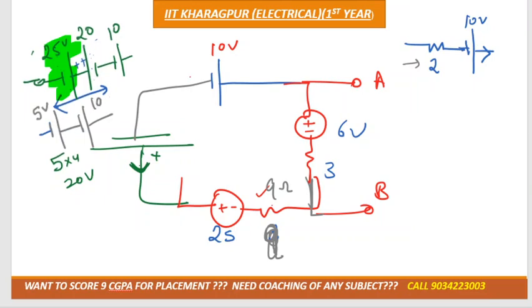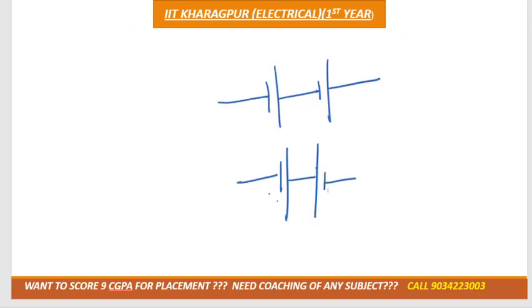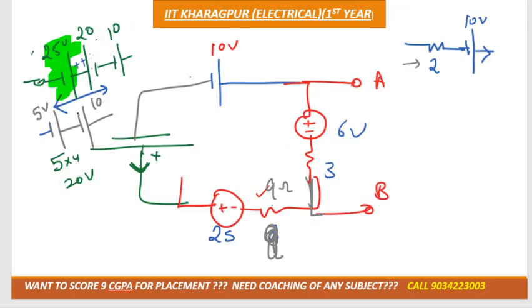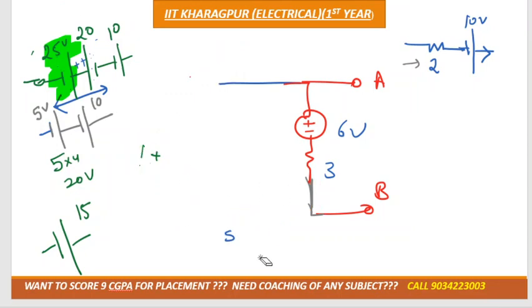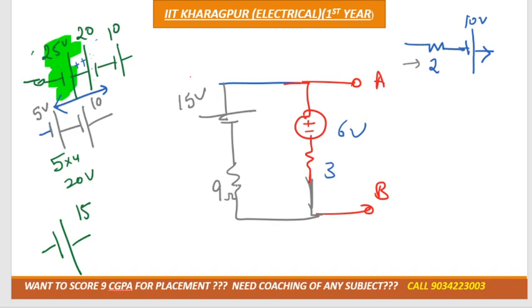Now as you can see that these two batteries are in series with each other, right? These two batteries are in series with each other. So that would be 5 plus 10 is how much? 15 volt, correct? So I'm deleting all this, and this would be the combination of the battery with a simple one resistance. Battery is like this, 9 ohm and 15 volt, correct.